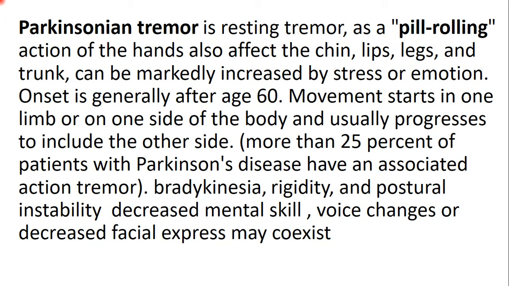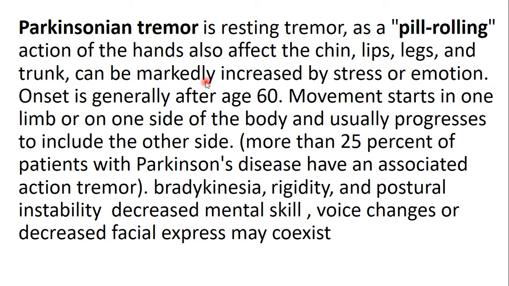The other type of tremor is Parkinsonian tremor. It's very important. We call it pill rolling tremor. It's a resting type of tremor, occurring at rest. Can affect the hands, but also the chin, lips, legs, and trunk.